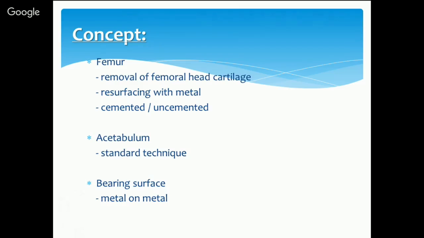Now start with a hip resurface. I think we have all covered all of this. The concept is that we remove the femoral head cartilage and resurface it with metal. It may be cemented or uncemented, but generally we use the Birmingham replacement. The Birmingham hip replacement has a cemented component, and the Birmingham mid-head resection prosthesis has an uncemented component.